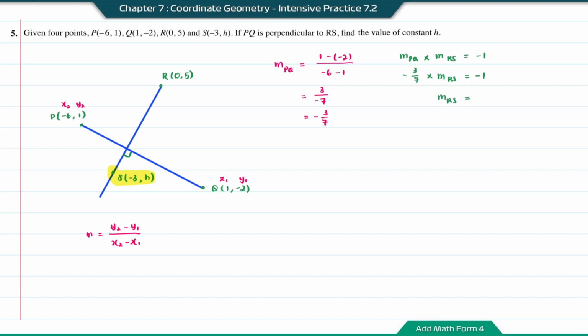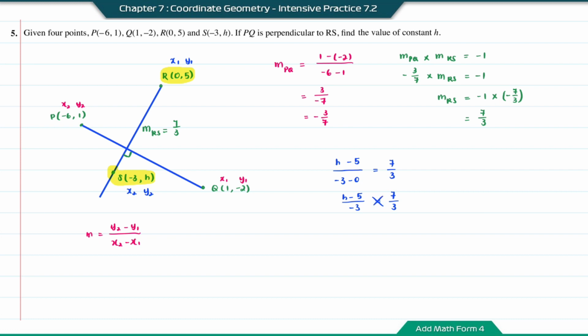Then gradient RS is equal to negative 1 divided by negative 3 over 7, which is the same as negative 1 times negative 7 over 3, which is equal to positive 7 over 3. So now using the coordinates R and S, the gradient is equal to 7 over 3. So h minus 5 over negative 3 minus 0 is equal to 7 over 3.